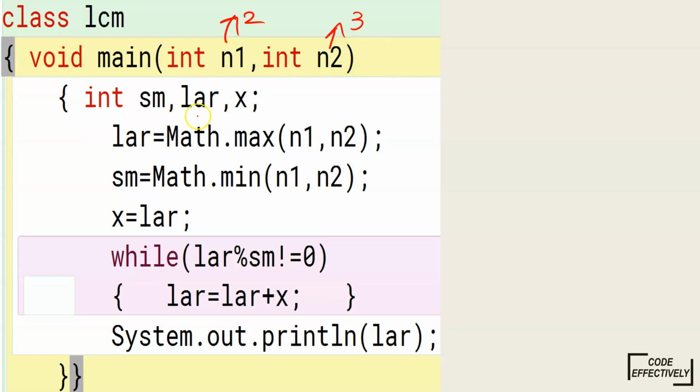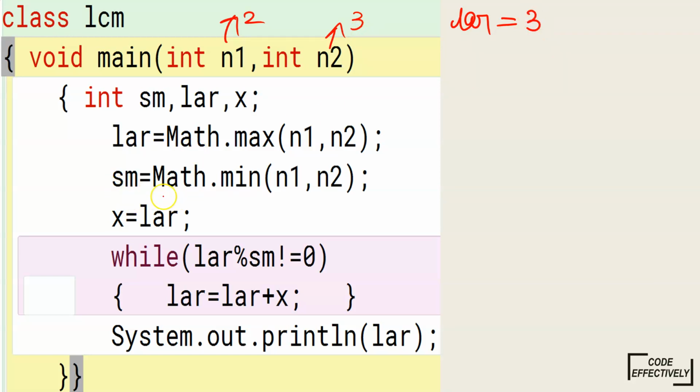int sm, int r, lr and x are the few variables that I have declared. lr is used to calculate the maximum number. We are using the Math.max function in order to find the maximum number between n1 and n2. Between 2 and 3 the maximum is n2, whose value is 3, so lr is equal to 3.